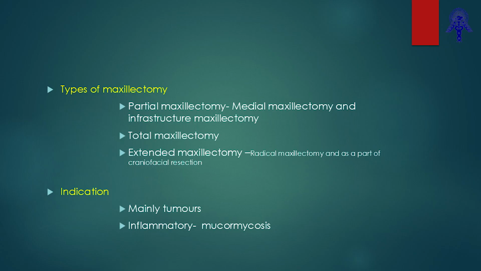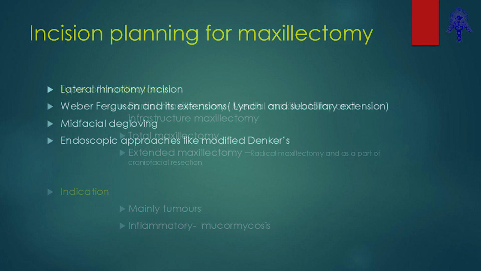And total maxillectomy, where we are removing all the maxilla. Then comes the extended maxillectomy. In this, we can include radical maxillectomy with the orbital exenteration. And sometimes when we are doing craniofacial resection, we have to do maxillectomy. So these are the types of maxillectomy. Now indications, mostly tumors, but COVID had taught us very hard lessons regarding this particular entity. Mucormycosis is another indication for the maxillectomy.